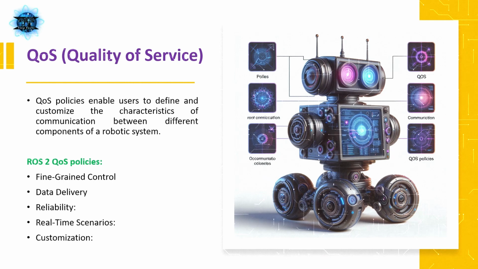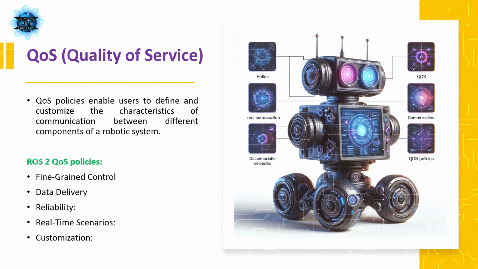I'll simplify this quality of service. Imagine you have a bunch of robots working together and they need to talk to each other really well and really fast. So ROS2, Robot Operating System 2, has this cool feature called quality of service. What are the QoS policies here? QoS policies are like settings that let you control how the robots share the information. It's like having a remote control for how they talk.